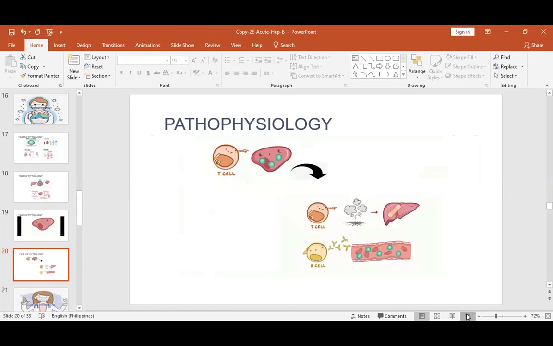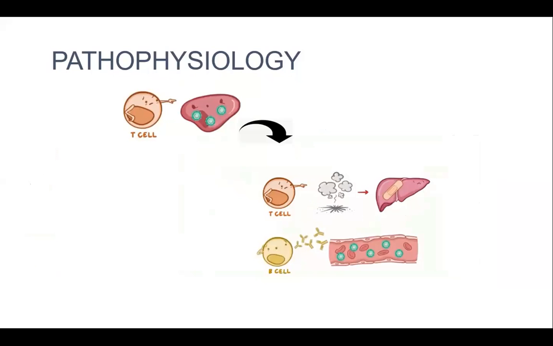So basically, the damage comes from the body's immune system, where T cells find and eliminate infected hepatocytes, which causes liver damage. So your B cells react to the virus in the bloodstream and secrete antibody against hepatitis B antigens. Thank you.